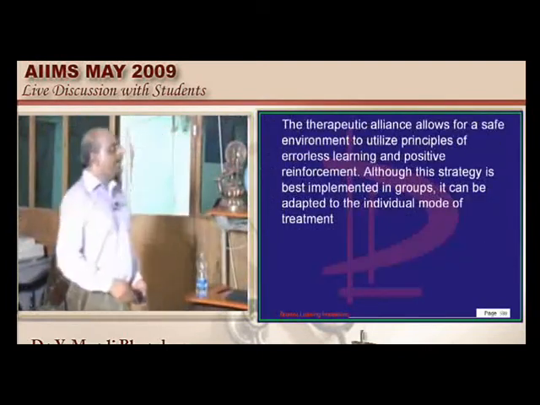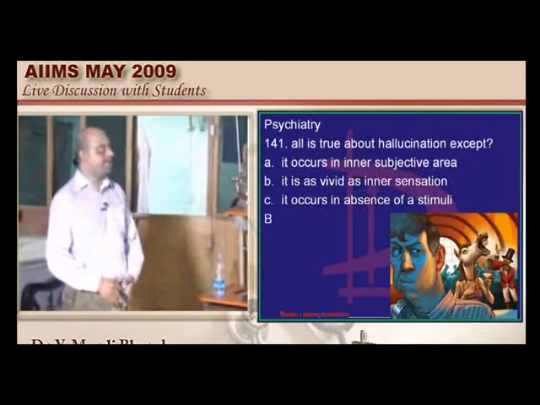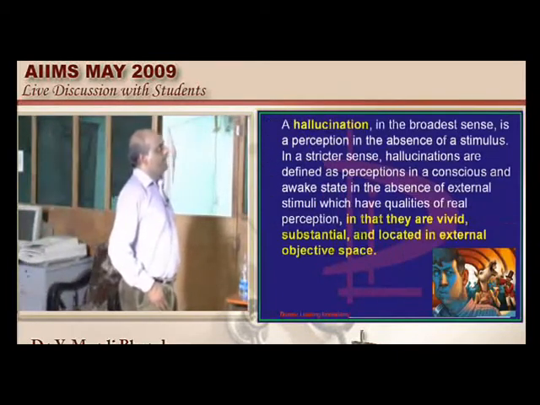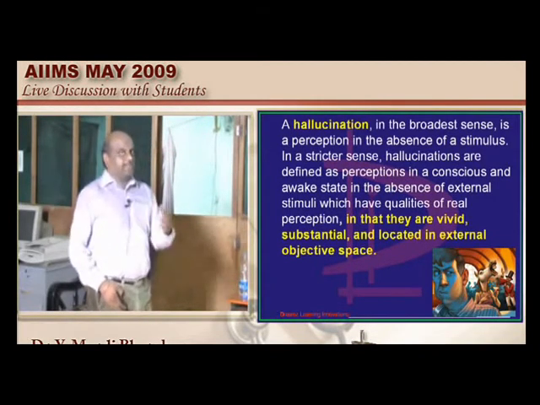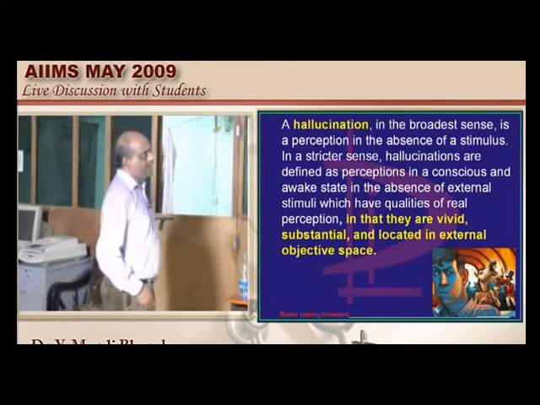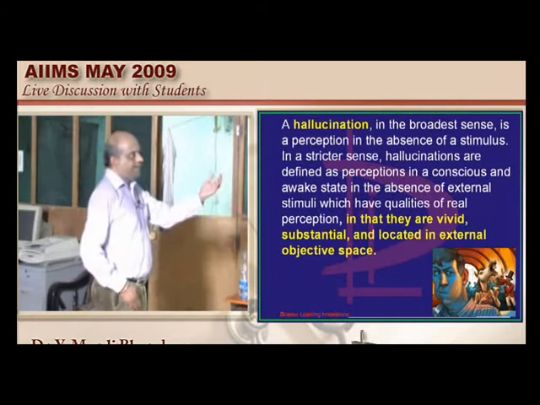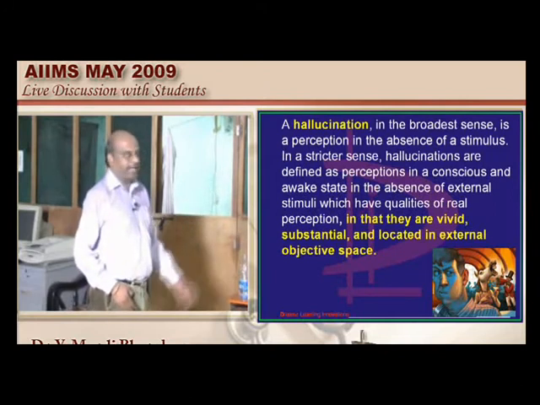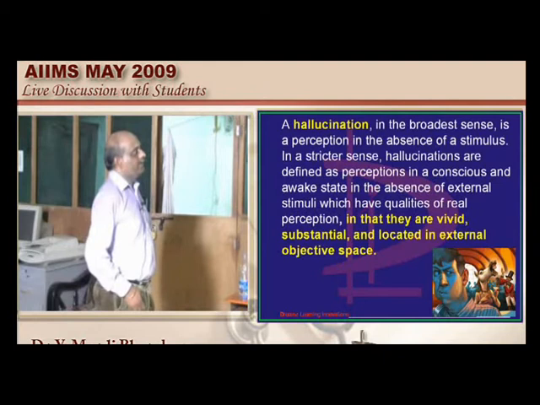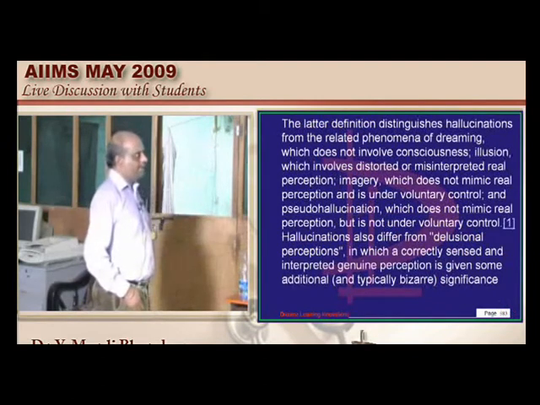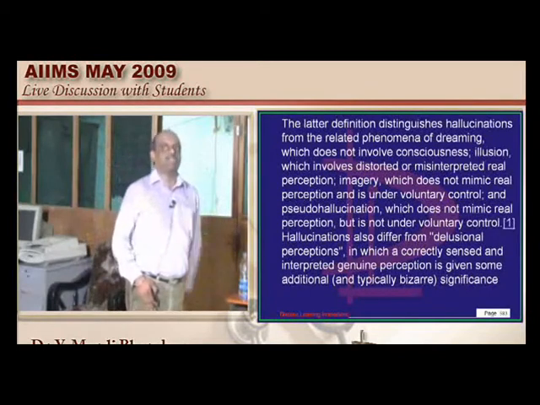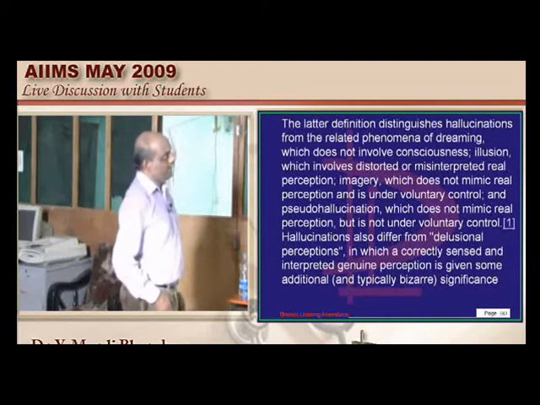Then with regard to hallucination, what is it? Hallucination is basically an inner subjective feeling. It occurs in the absence of stimuli, it is very vivid, and it is located in the external objective space, not in the inner subjective area. So I think ideally our answer should be A, not the inner, rather the external objective space, where all the hallucinations, the vivid feelings, are located.